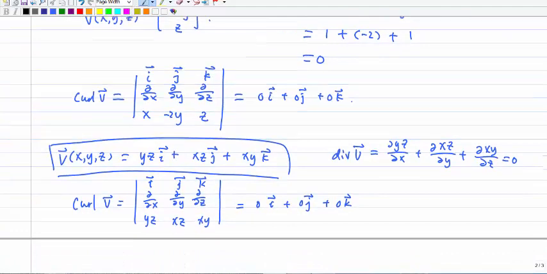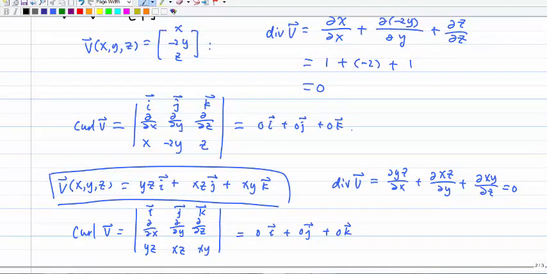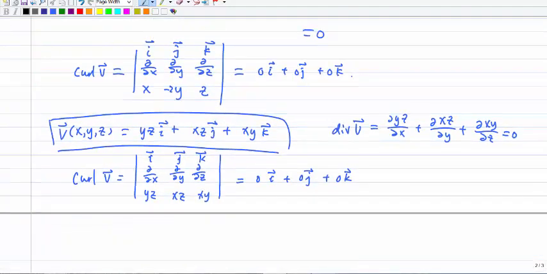The other example you could have is a vector field v equals yz i plus xz j plus xy k. If you compute the divergence, it's always 0: partial of yz over partial x is 0, partial of xz over partial y is also 0, and partial of xy over partial z is also 0. So the divergence along the x, y, z axes is all 0. If you compute the curl, you also get 0, 0, 0. I don't want to compute this one, but you also get 0, 0, 0 here. That's all about the curl.